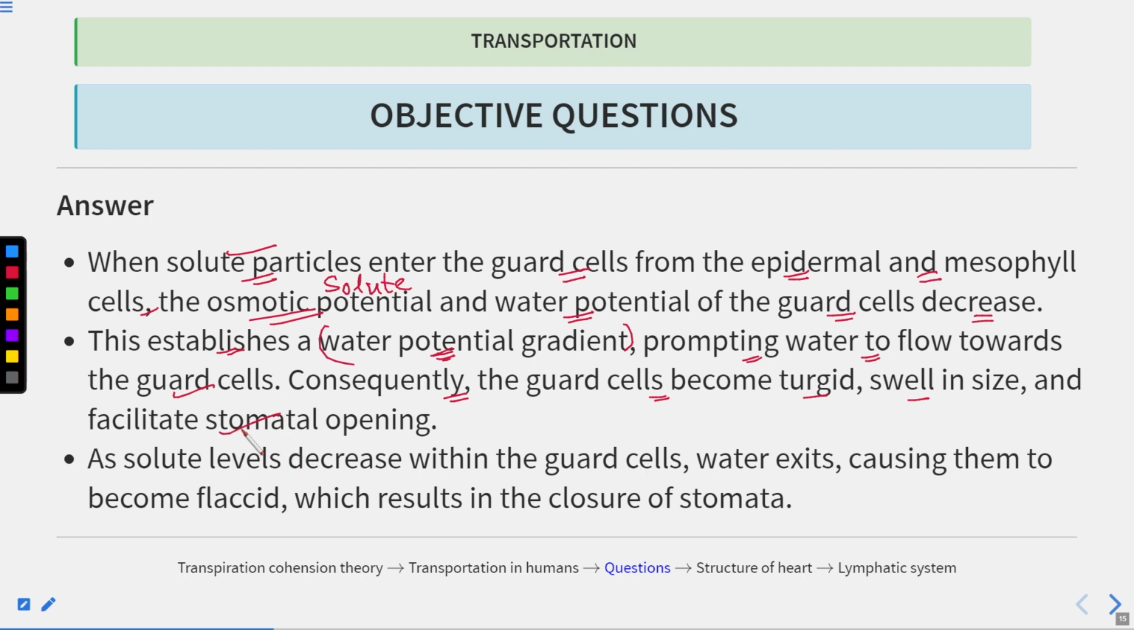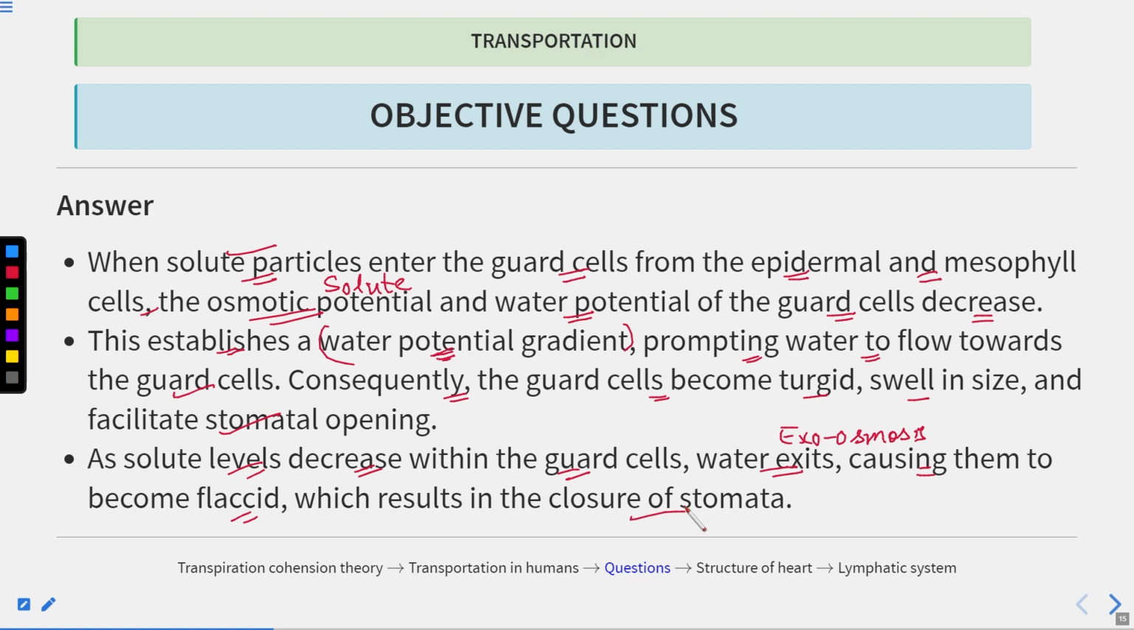Now, as the solute level decreases within the guard cell, the water will exit now due to the process known as exoosmosis. Okay, causing them to become flaccid, which results in the closure of the stomata.